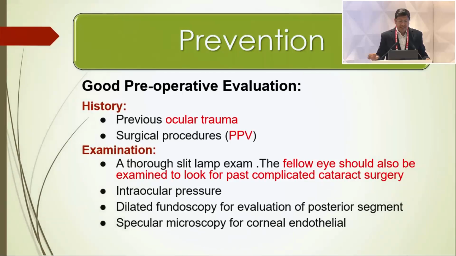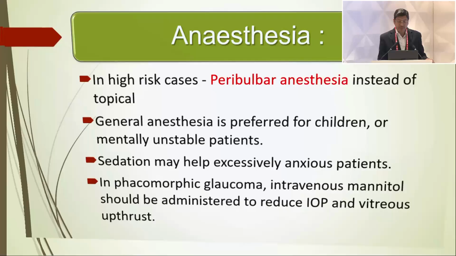To begin with, prevention is a good preoperative evaluation and starts with history taking. Ocular trauma history is a must. Ask for previous surgical procedures like pars plana vitrectomy. Examination of the fellow eye is very important, because if the previous eye has been operated, look for whether the previous eye had any complications.